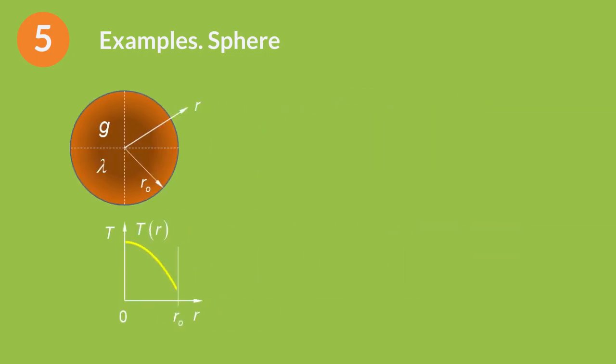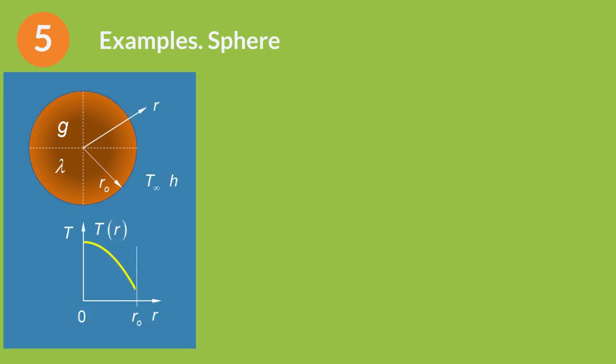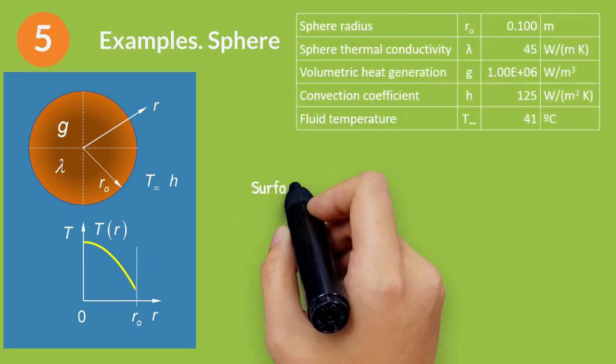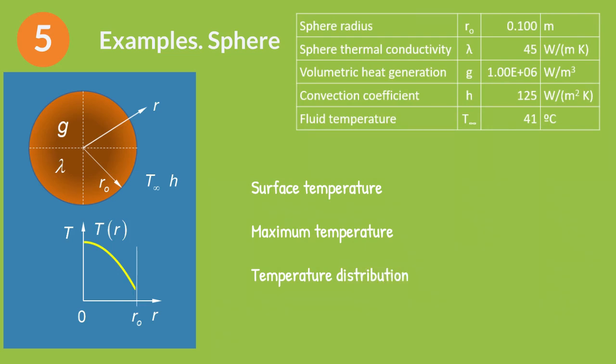Finally, we will analyze the sphere. This is a sphere with uniform internal heat generation. The heat generated is dissipated by convection in the surface. With the data in the table, calculate the surface temperature, the maximum temperature and the temperature distribution. Stop the video here and try to solve the exercise.